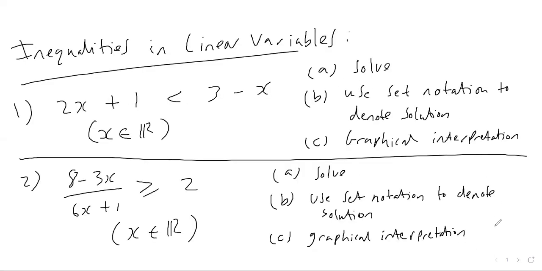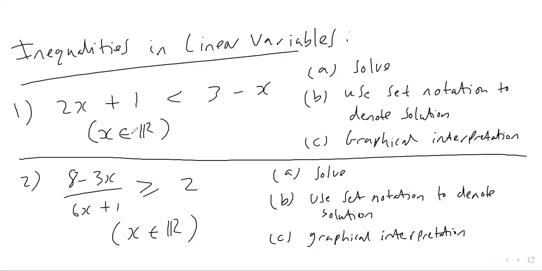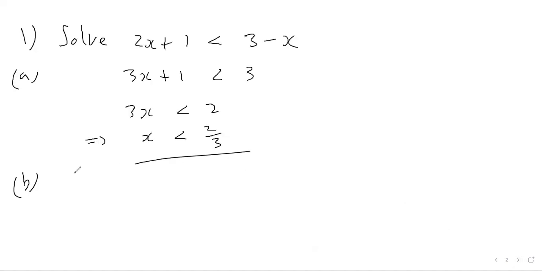Then part B of the question: use set notation to denote the solution. The key thing is that x can be a real number, we're told that here. So in set format, the solution will be the set of x values in the real numbers. To denote a set, you use curly brackets, which just means the set of numbers within those brackets. So the set of x which are real, such that, and this colon just means such that, x is less than 2 over 3. This would be our set notation solution.